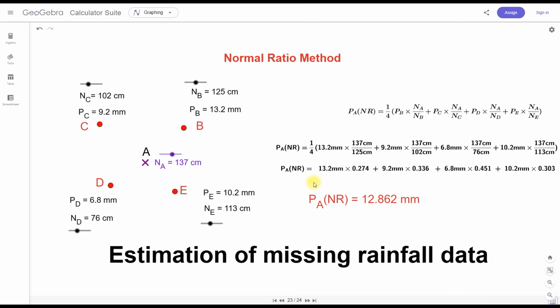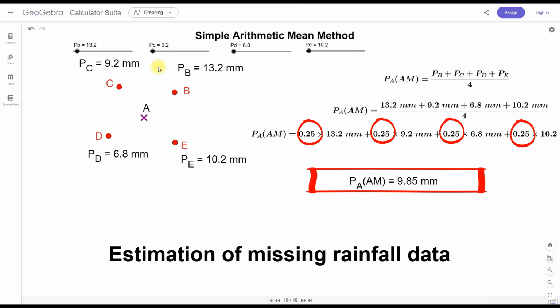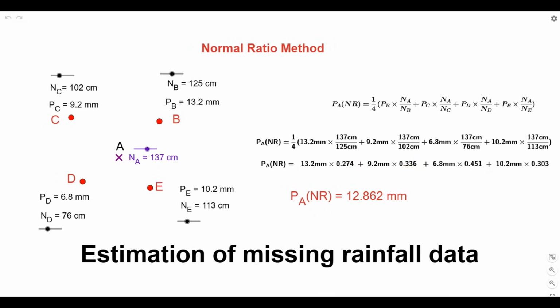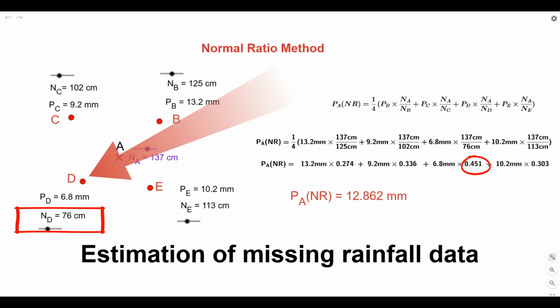In the case of the arithmetic mean method, all weights of index stations were the same, that is 0.25, whereas here the weights of each index station are modified by normal ratios. We can see that station D has a weight of 0.451, which is the highest among all the index stations. This is due to the least amount of normal rainfall for station D. It means the percent contribution of the selected storm at this station to its normal rainfall is large for this day, and therefore station D's recorded data heavily influences the estimated value of PA.